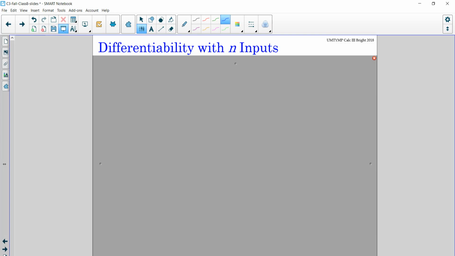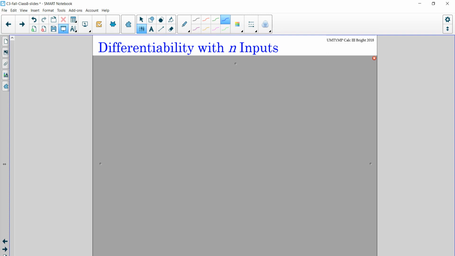This is video 3 for week 8, and in the previous videos we reminded ourselves of where we are in the story of differentiability in multivariable calculus. Last video we introduced some nice notation, the gradient operator, or the nabla symbol, and now we really want to extend our understanding of differentiability, first to a scenario where we have n inputs. We're not talking about many outputs yet, just many inputs.